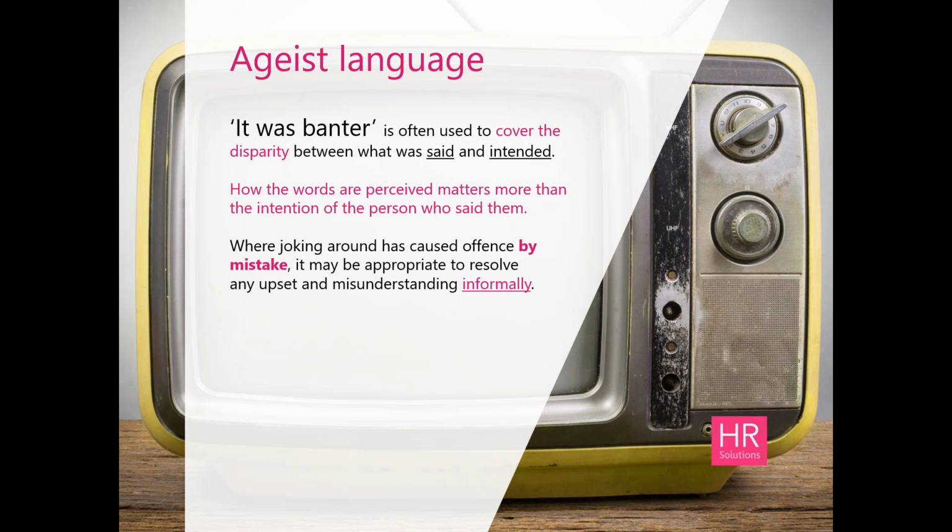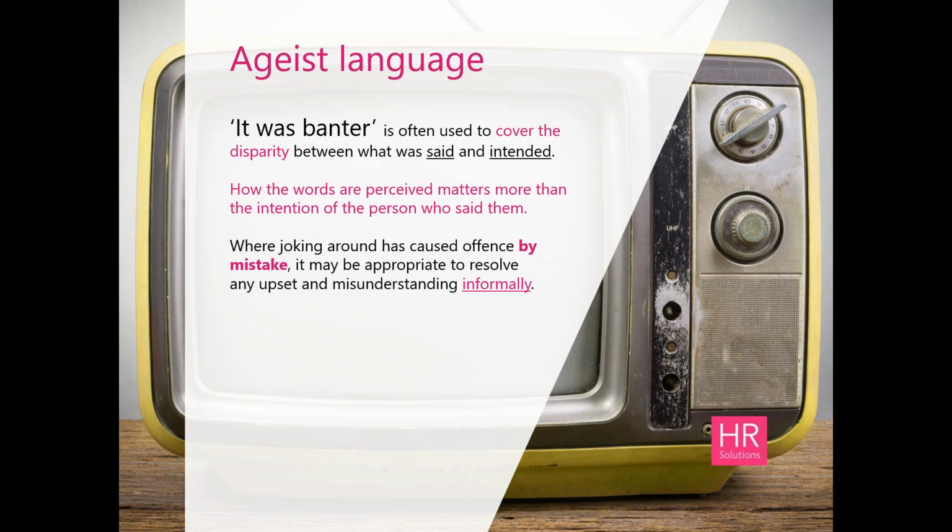So Acas give us some advice, which is pretty handy. You've got to try not to let your own personal opinion take precedence here, but to be objective. What would the everyday person on the street think about the situation? If you think that it was joking around, and that offence has been caused by mistake, then it may be appropriate to resolve any upset informally. And I would advocate that, because once a relationship is tense, a formal process is very unlikely to repair that, at least in the short term anyway.